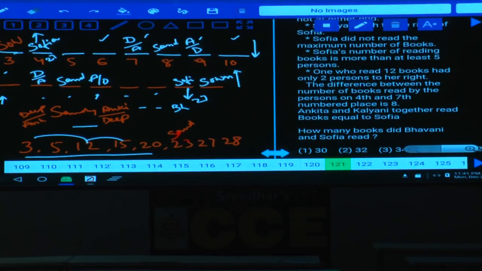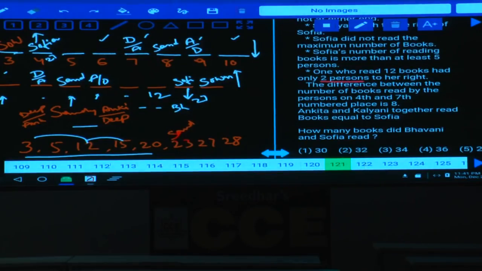At least Sophia did not read the maximum. One who read 12 books had only 2 persons to her right. One who is reading 12 books is having only 2 persons to her right hand side. Tell me where it should come, on the right hand side. Now 12 must be at this place, isn't it? Because here Sanja is here.